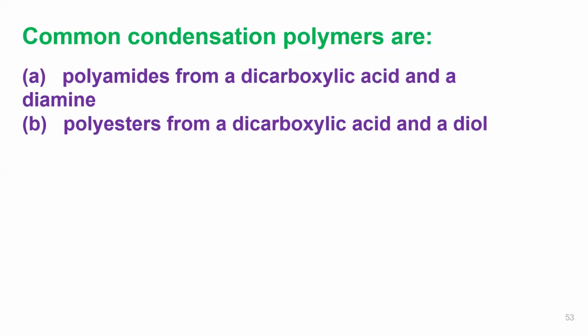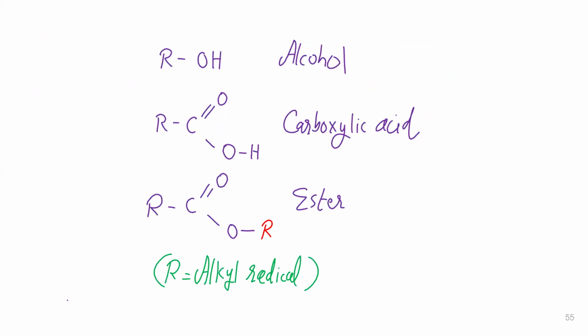Condensation polymer examples: polyamides and polyesters. Do you remember these names, polyamides and polyesters? Now, we had started polyesters. Let us recall again alcohol, carboxylic acid, and ester. Can you identify them?